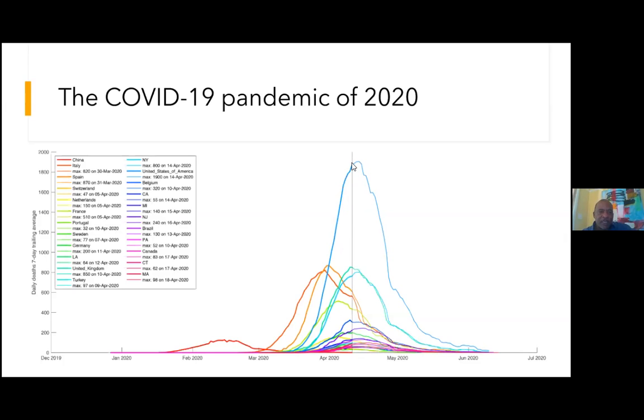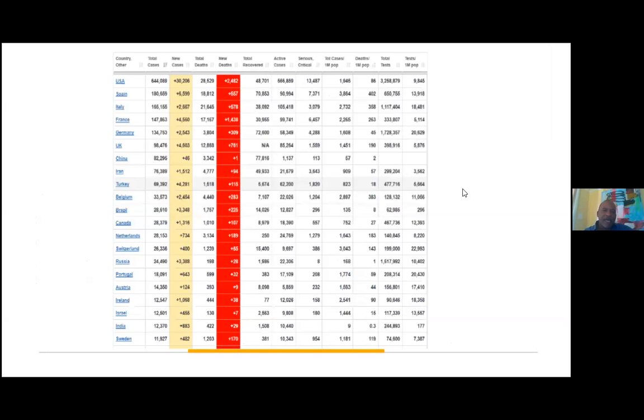So you can see, and this model under-forecast, because this model was about mid-April predicting a peak of about 1,900 deaths per day in the U.S. Well, if you look at the U.S. yesterday, there were 2,400 deaths. So it's already gone over that. But that's the kind of curve.